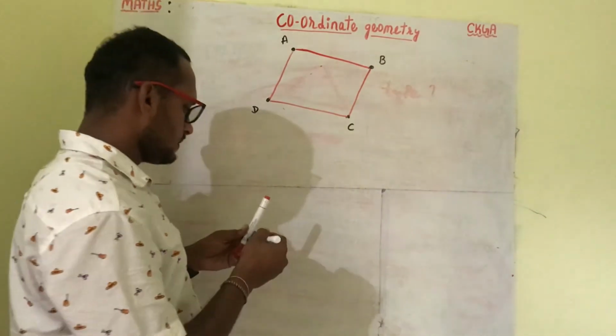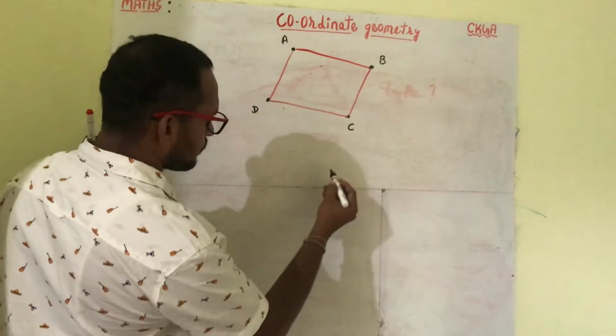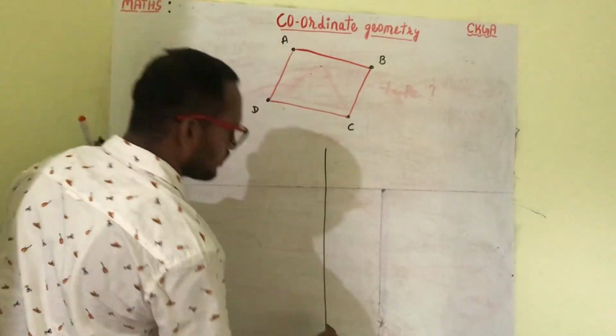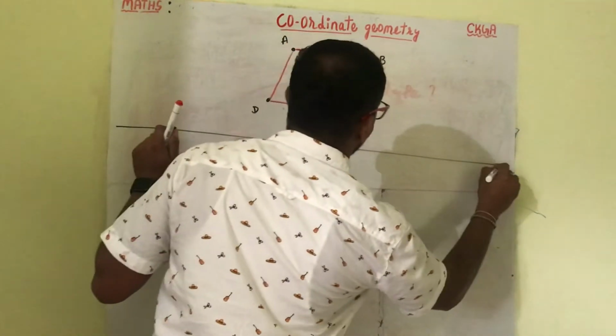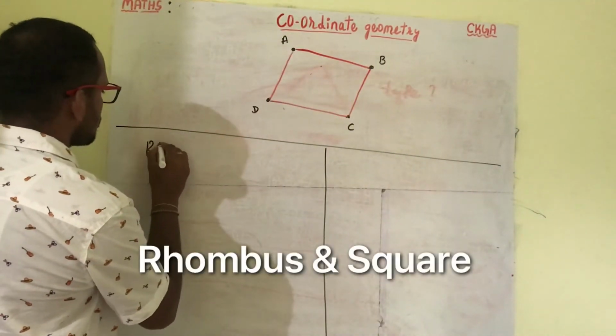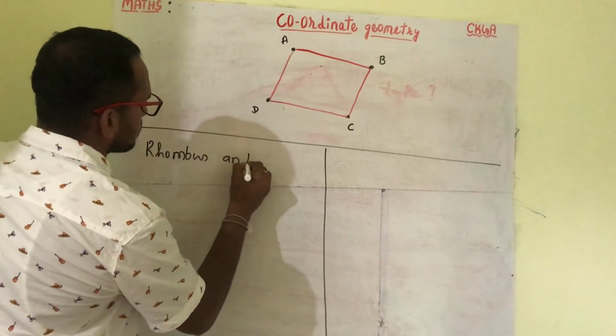In particular, there are two different cases I must mention whenever you want to solve problems in the exercise. You will come across two different cases. One is something called a rhombus and the other a square.